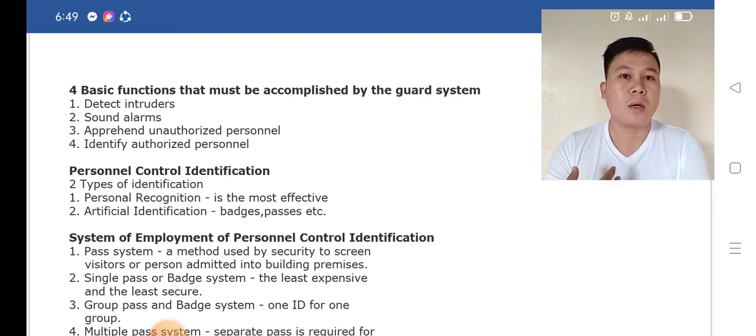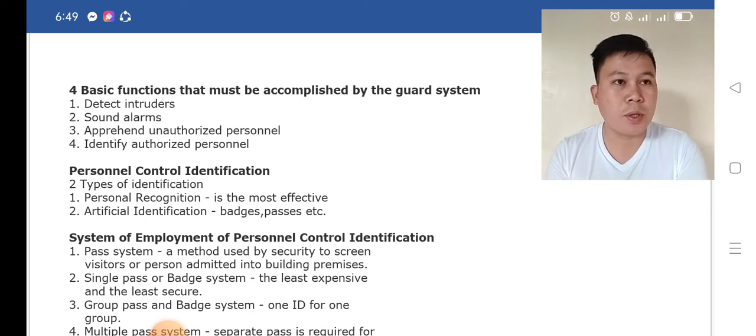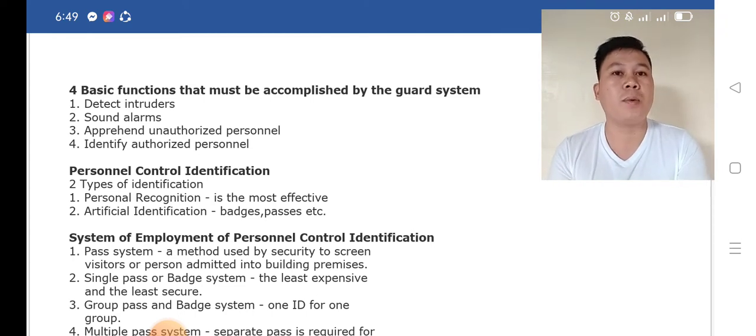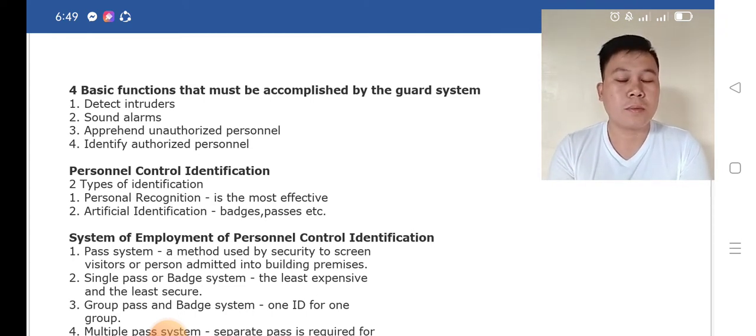So, katulad din halimbawa kapag kilala ng security guard o ng security forces kung sino yung pumapasok, so wala nang problema. So, number two is artificial identification sa pamamagitan ng badges, passes, etc. So, IDs, for example. So, those are the process on how we will control any individual from committing intrusion.